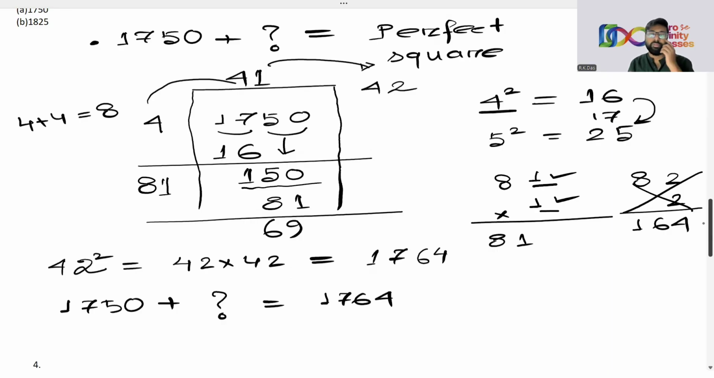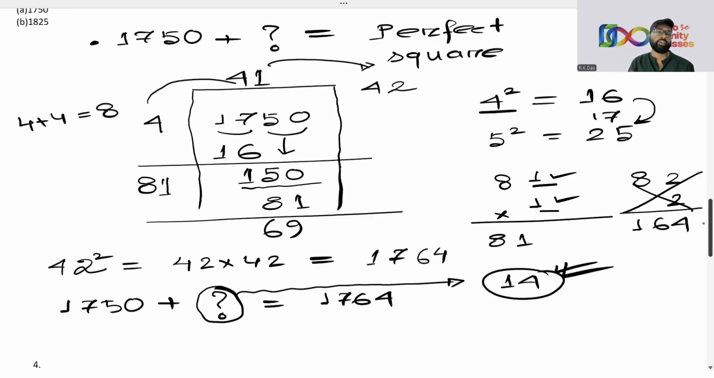So now you tell me what number we are going to add with 1750, and obviously it is 14. Yes, 14. So 14 will be our answer. Okay. So the question is what number we should add with 1750 so that it becomes a perfect square. The answer will be 14.